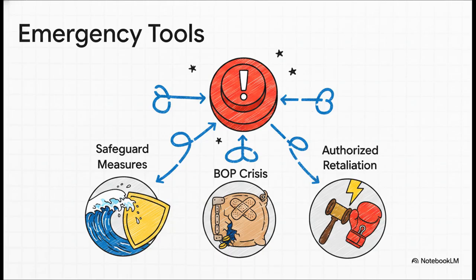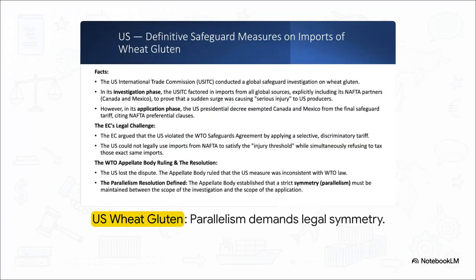Second is the balance of payments crisis tool. If a nation is literally running out of foreign exchange reserves, they can restrict imports to stop the bleeding. And third is authorized retaliation. This is a tool of absolute last resort, where a winning country is legally permitted to punitively tax a rule breaker's exports just to force them back into compliance. But here's the catch. Even pressing that panic button has strict rules, as we saw in the U.S.